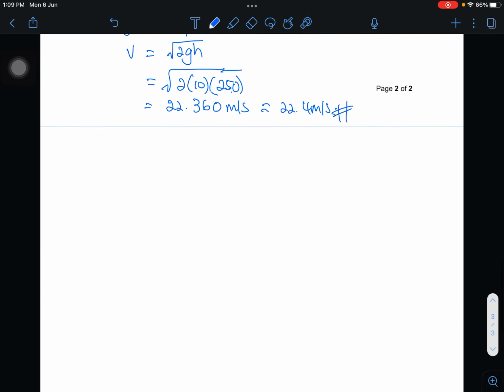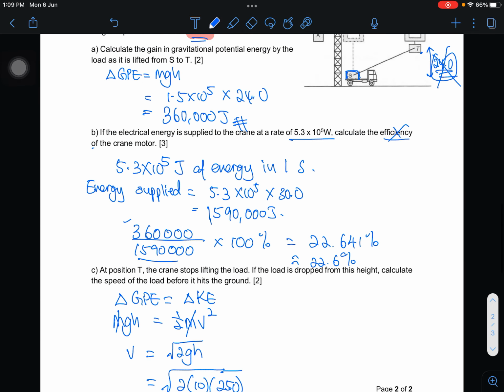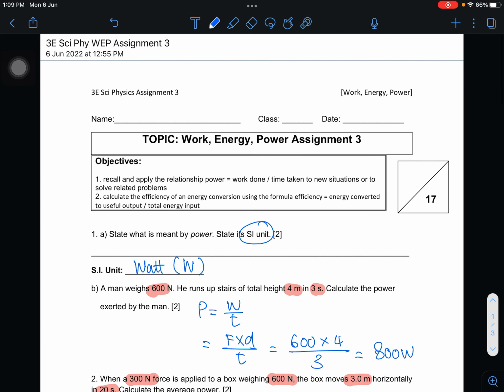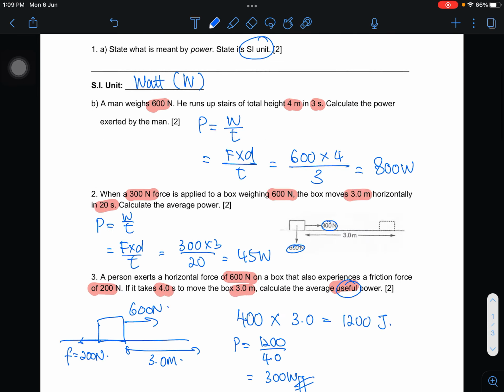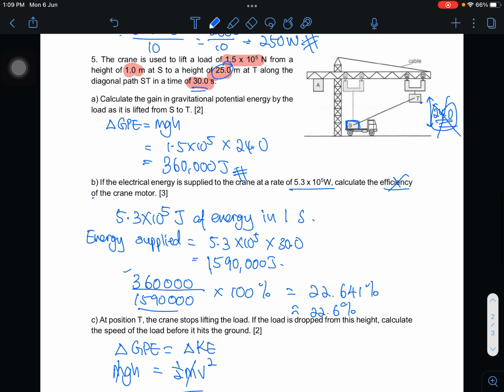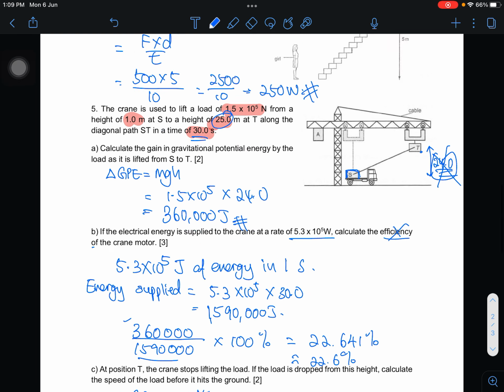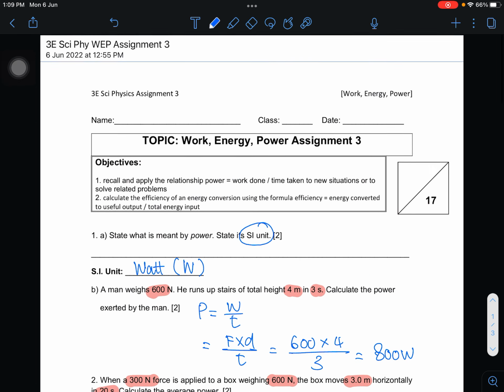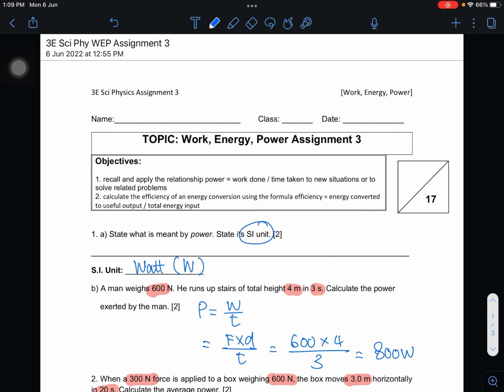And that marks the end of this assignment 3. I thought this is a good assignment. It really helps polish up and refine your calculation for this topic, and this is a very big topic which I need all of you to be really good at. Hopefully this assignment helps you in understanding better. If not, feel free to come and look for me.